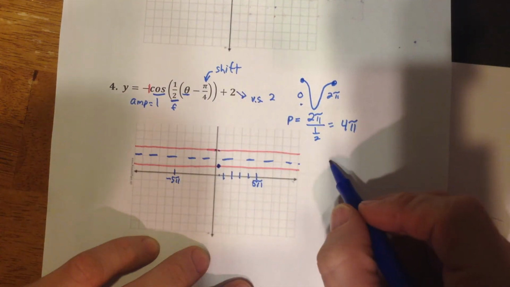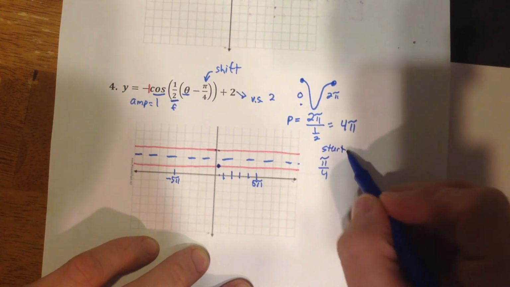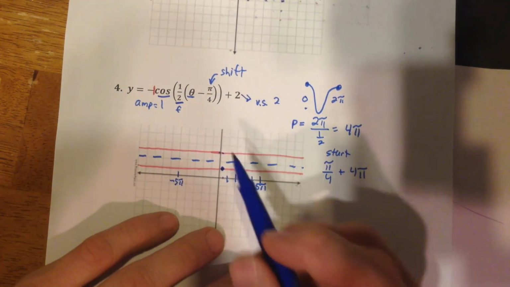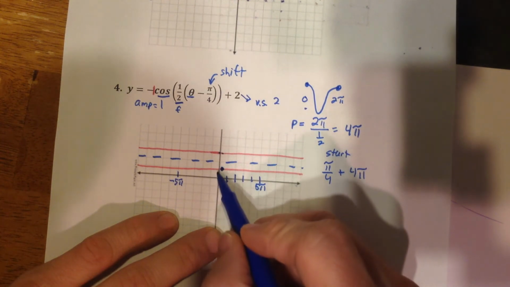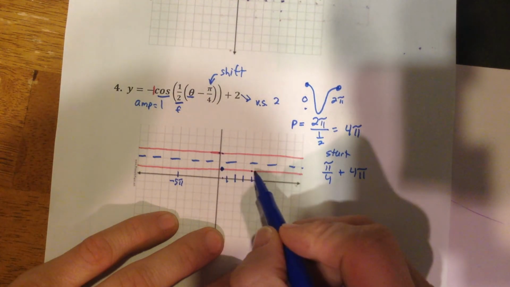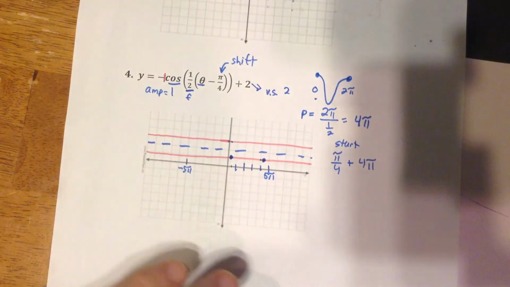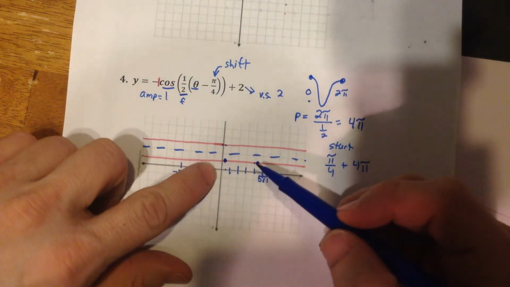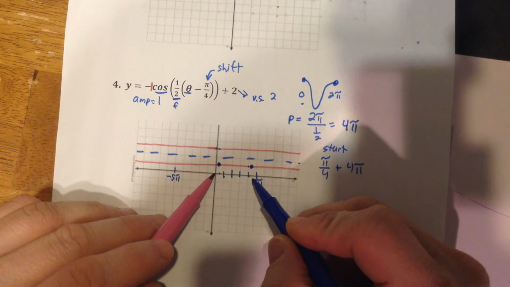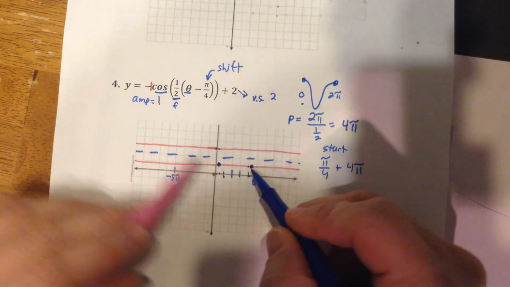The period, this is the important part. So we're starting at pi over 4. We're going to end 4 pi away. So we really just add those. Easiest way to do that is, here's 0, plus 4 pi is right there. Plus the pi over 4 is going to be right there. It's probably your best bet to do it like that. Again, from here to here is 4 pi, so we're just going to push those pi over 4 to the right, and now we have our start and end.